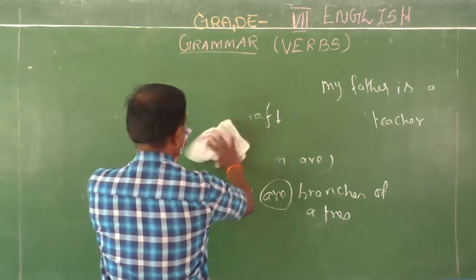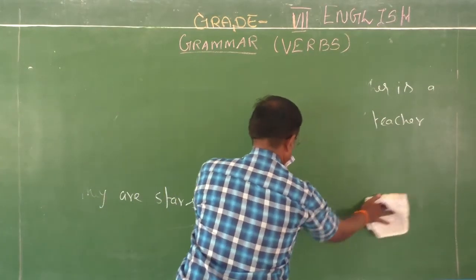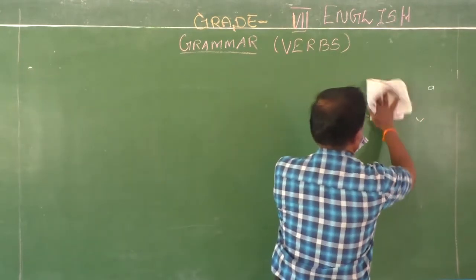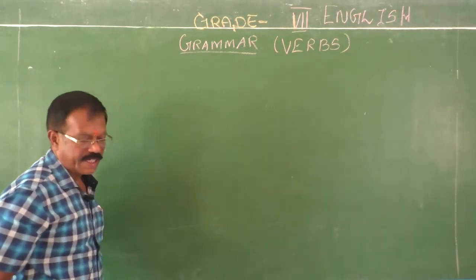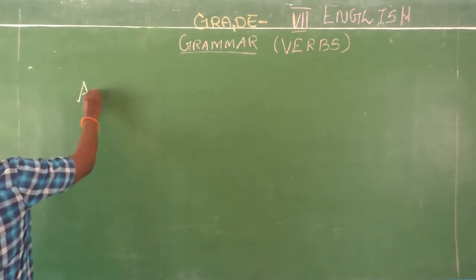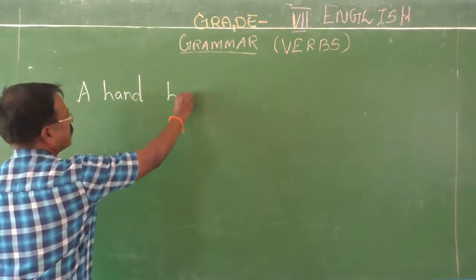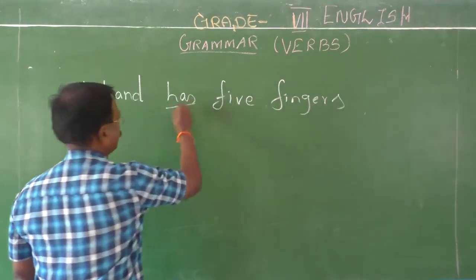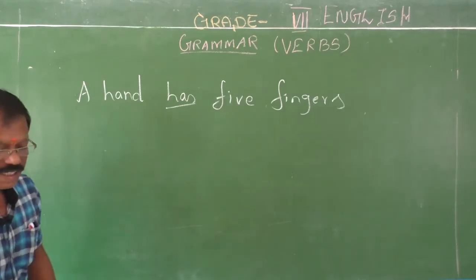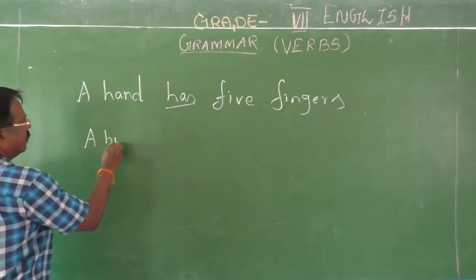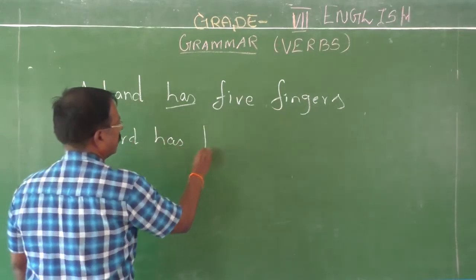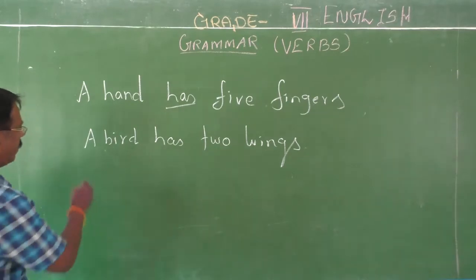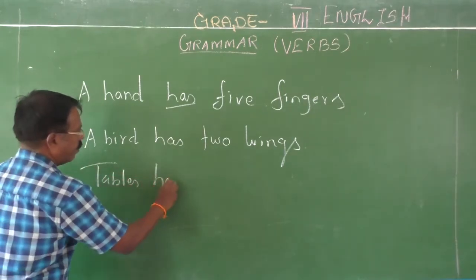What's the second important function of a verb? Can you list it? Yes. The second important function of a verb is that it tells what a person or thing has. Possession. First position, second possession. A hand has five fingers. See, has is a verb. And then what are the other pictures which you have seen? A bird has two wings. What are the other pictures which you have seen? Tables have legs.